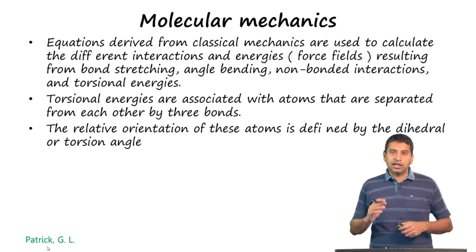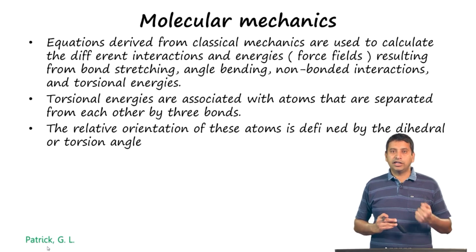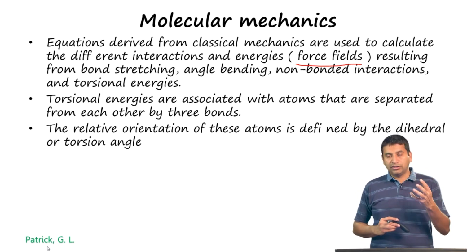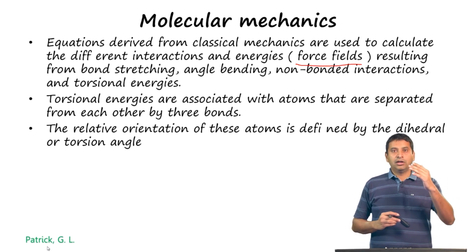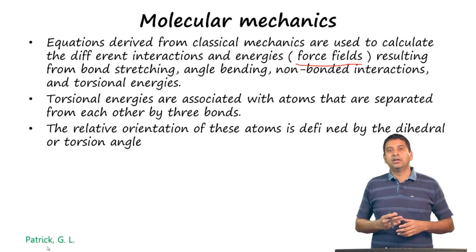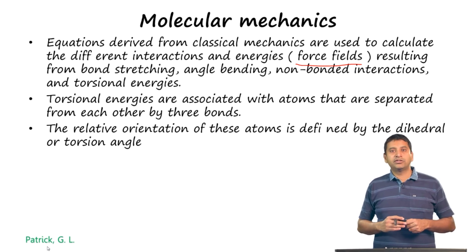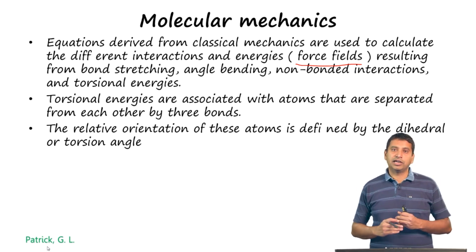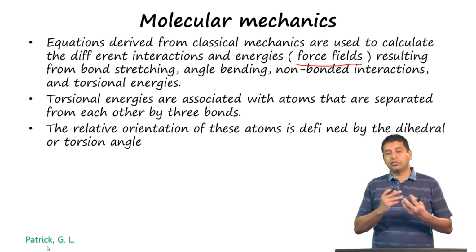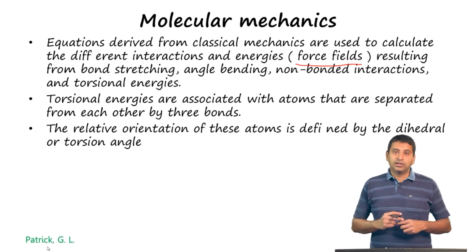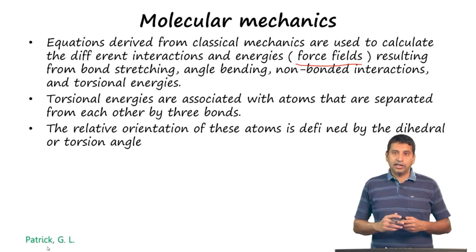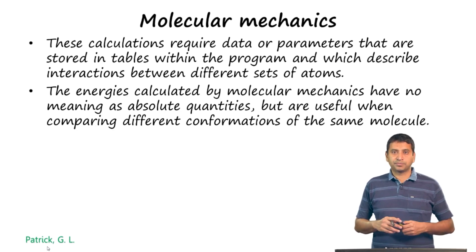So, equations derived from classical mechanics are used to calculate the different interactions and energies. These energies are also referred to as force fields. Okay. And these are energies which result from bond stretching, angle bending, that is if you are at 108, it can go down to 107 or go up to 109, and then also you can think about non-bonding interactions. For example, you can have very weak interactions that can happen, and torsional energies, that is energies which are associated with atoms which are separated by 3 bonds. The relative orientation of these atoms is defined by the dihedral or torsion angle. Okay. So, these are things that are taken into account during molecular mechanics calculations.